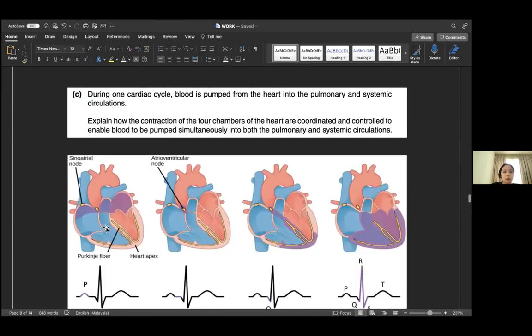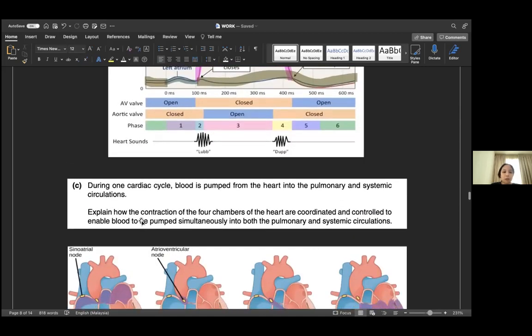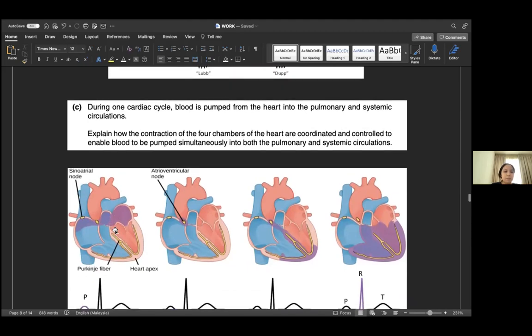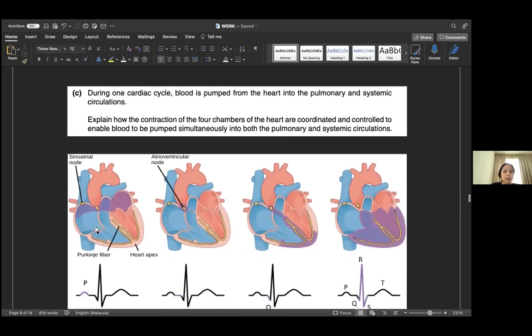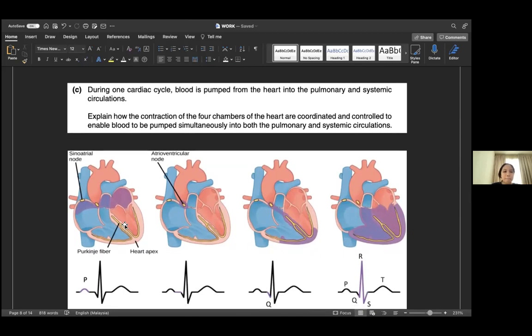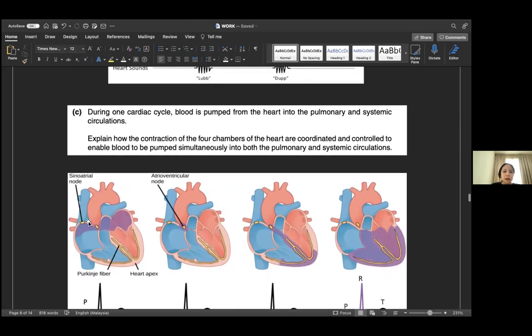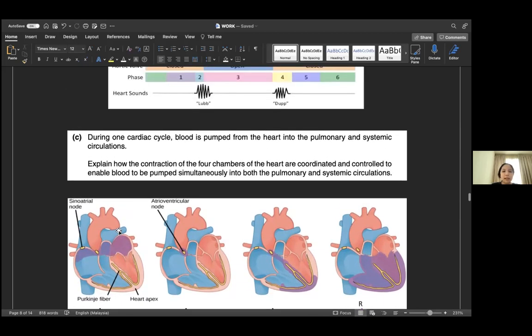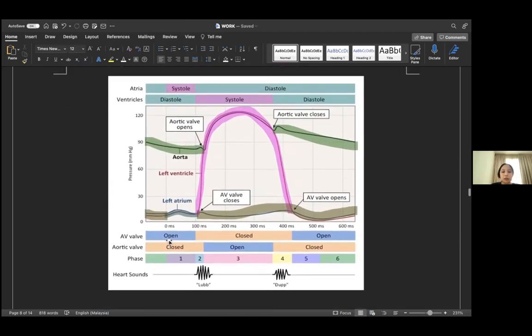But there are fibers around here which are non-conducting tissues, so it does not allow the excitation wave to travel straight from the sinoatrial node to the ventricles. After a delay of 0.1 second, when the excitation wave spreads over the walls rapidly, it results in the atrial systole where both atria will contract. So this is atrial systole.